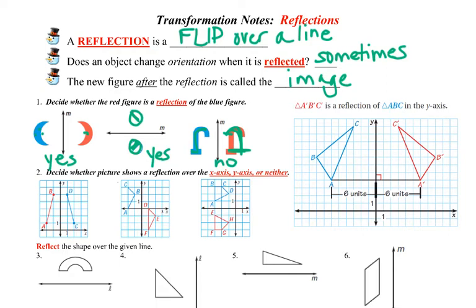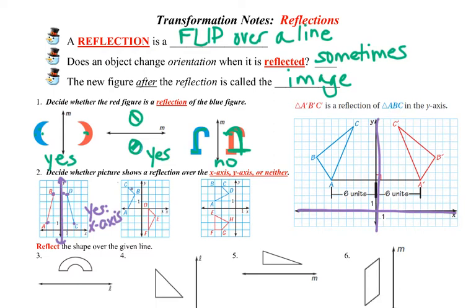Now there's two main lines that we reflect over. They sound familiar, I'm sure, the x-axis and the y-axis. So here it's saying, if I go back to number 2, is AB a reflection over the y-axis? Yes, because B would reflect to D and A would reflect to C. So yes, this is over the x-axis.